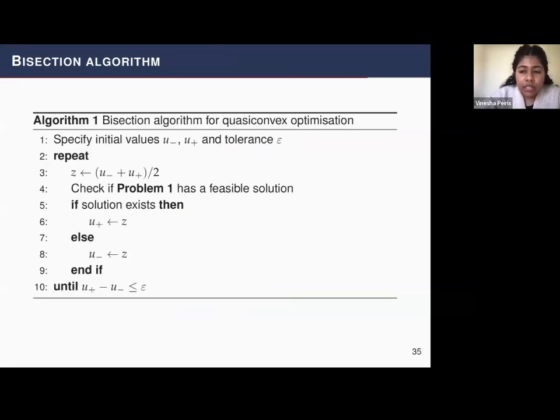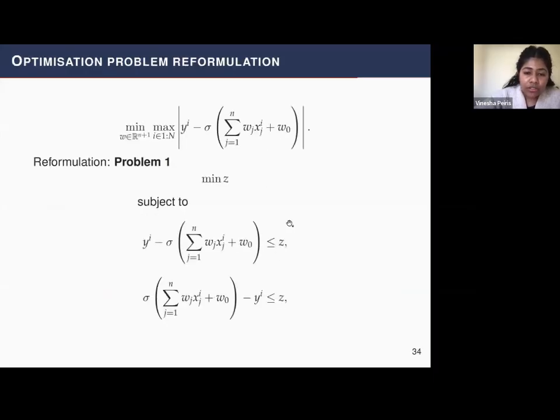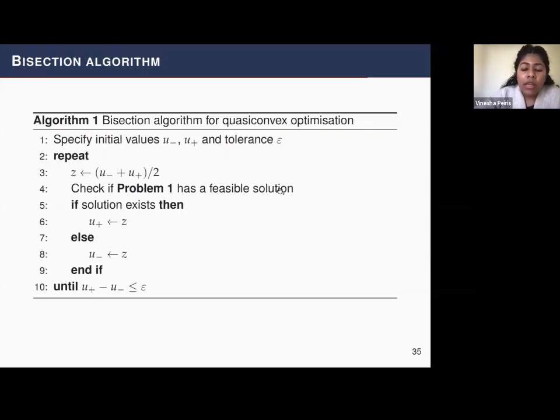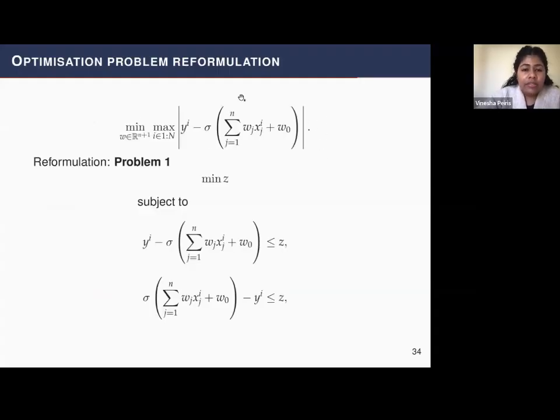So what happens in the bisection algorithm? You specify your upper and lower bounds first, right? Then you fix it at the midpoint of your bisection interval. And then you have to check if your problem 1, this problem here, has a feasible solution. If this problem has a feasible solution, then you can update your upper bound. If not, you can update your lower bound. And you have to keep refining this interval until the gap between the lower and upper bounds becomes very small. So this feasibility problem usually becomes a linear programming problem in many cases. Even when you have a network with a lot of weights, a lot of parameters, this is still reduced to solving a linear programming problem.